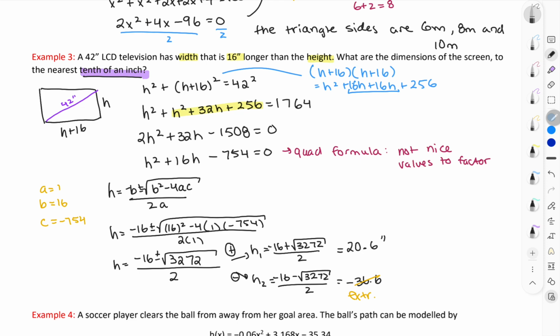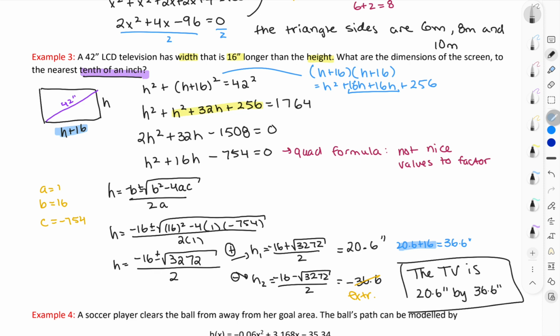But as you saw in the last few examples, when I go to find that other equation, so here, h plus 16, I'm doing 20.6 plus 16, which is going to be 36.6. The TV is 20.6 inches by 36.6 inches.